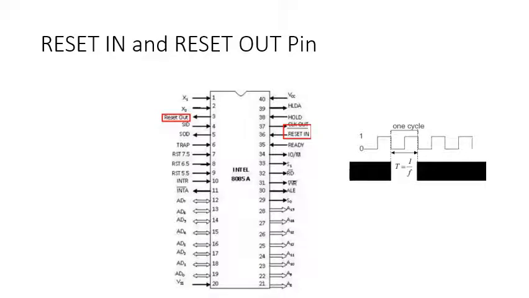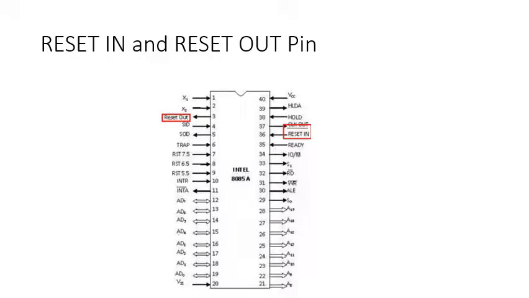In the previous slide, while discussing pin numbers 1 and 2, I told that these pins are connected with the crystal oscillator, that is a 3 MHz crystal oscillator, and this crystal oscillator frequency is going to drive the microprocessor. So each and every cycle of the frequency is used for the operation of the microprocessor. For cycle 1, cycle 2 and cycle 3, if the reset in pin is low for these 3 cycles, then the microprocessor gets reset.